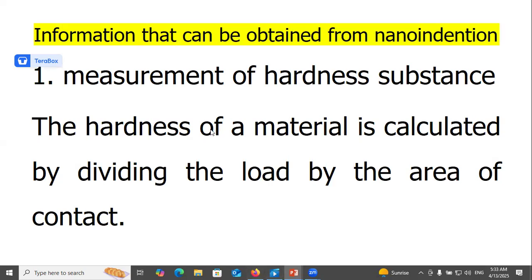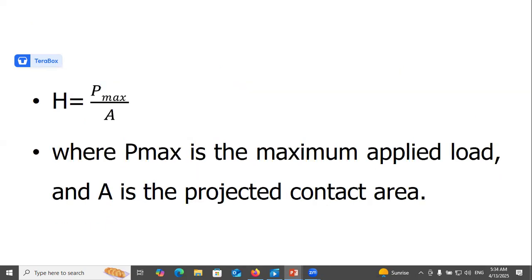Information that can be obtained from nano-indentation. Measurement of hardness: the hardness of the material is calculated by dividing the load by the area of contact, H = Pmax / A, where Pmax is the maximum applied load and A is the projected contact area.